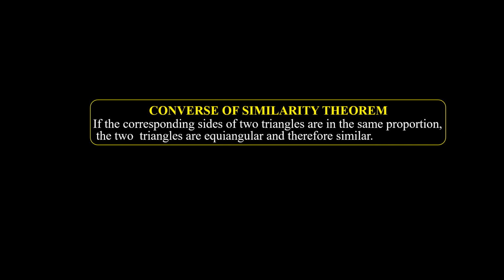Converse of similarity theorem. In the similarity theorem, we were talking about equiangular triangles, and then the sides are in proportion. Now here the sides are proportional. If the corresponding sides of two triangles are in the same proportion, the two triangles are equiangular and therefore similar. So opposite way. Okay. So we need not learn the proof of this theorem, but we must know it.